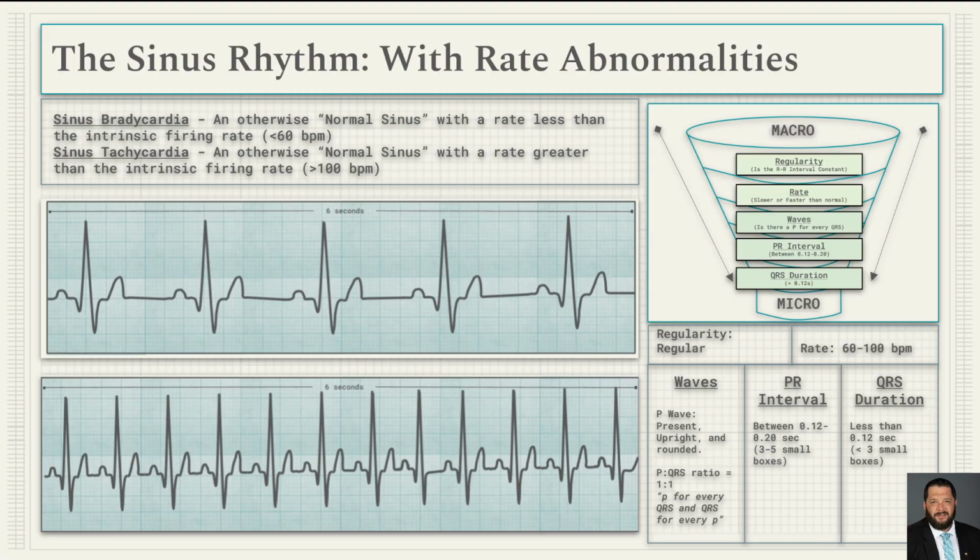For the waves, we still should have a P wave that's present and upright. We should still have a 1:1 ratio of P to QRS complexes. Our PR interval should still be between 0.12 and 0.2 seconds, and our QRS duration should still be less than 3 small boxes or 0.12 seconds. Let's take a look at sinus tachycardia.